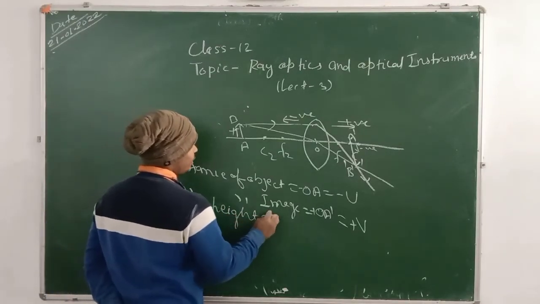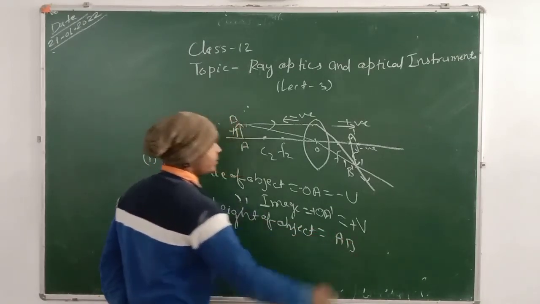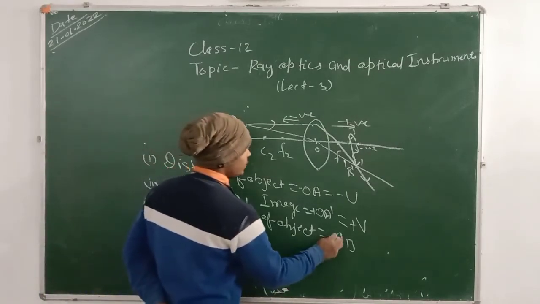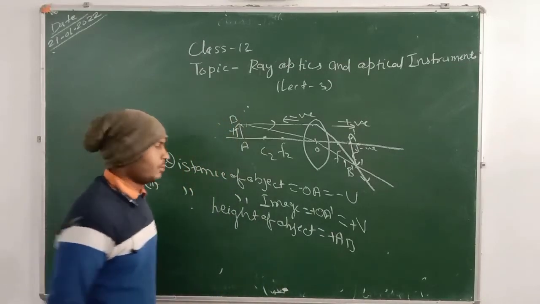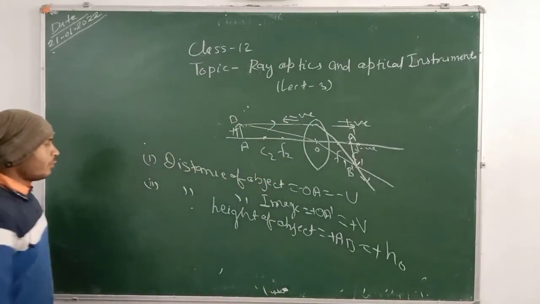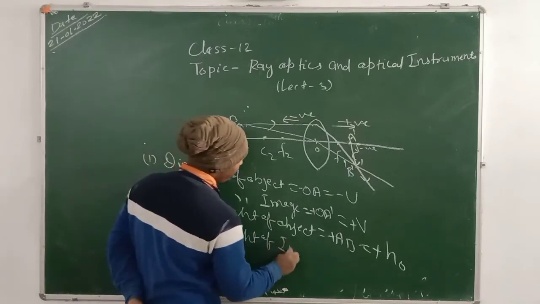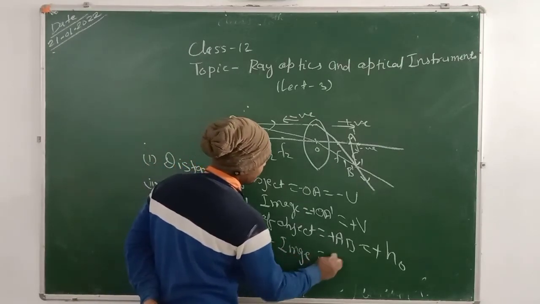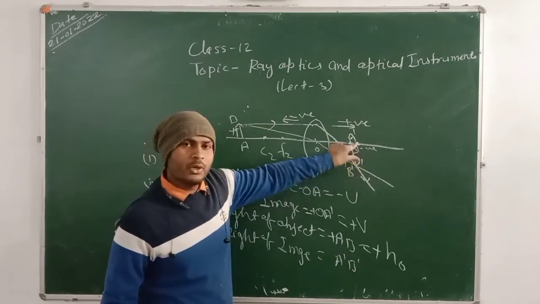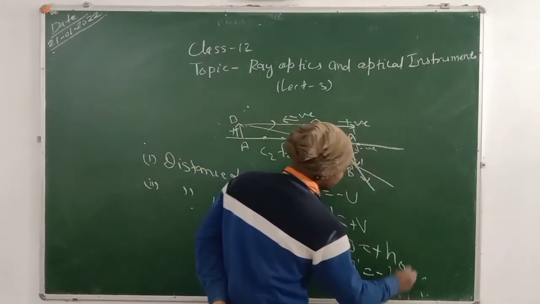What will be height of object? I am writing here height of object. If we talk about height of object, it is AB, and it is above the principal axis. So it will be plus AB, means positive, and it is indicated by plus HO. What will be height of image in this case? Height of image is forming, look here, below the principal axis, and it is A dash B dash. This is the height of image, and it is below the principal axis, so it will be minus A dash B dash, and it is minus HI.